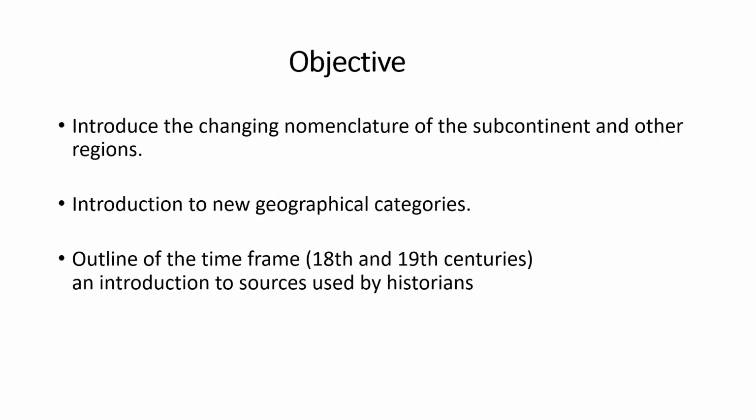Good morning, students. Today we are going to discuss chapter number 1, History, Class-VIII, How, When and Where. The objective of the chapter is to introduce the changing nomenclature of the subcontinent and other regions, introduction to new geographical categories, outline of the time frame between the 18th and 19th century, and introduction to sources used by historians.